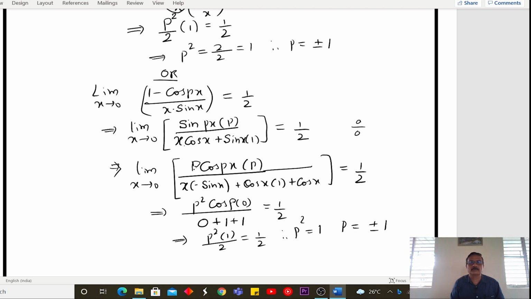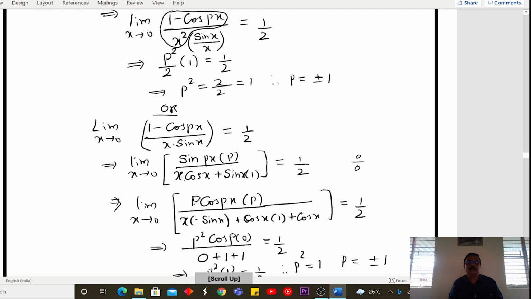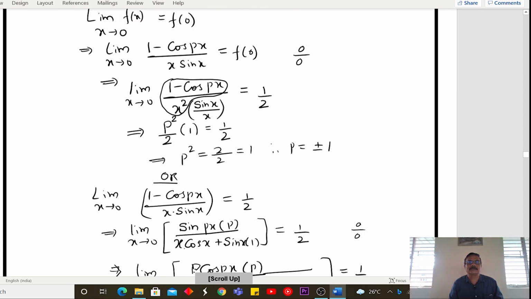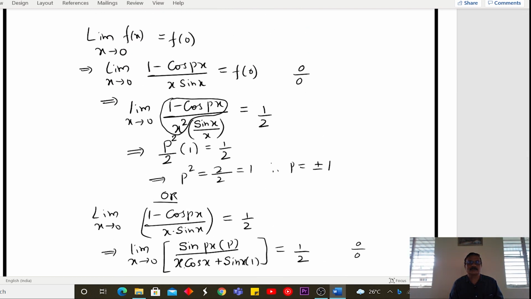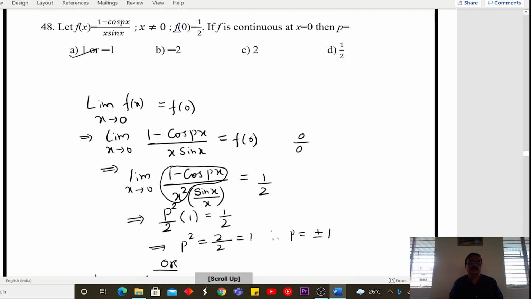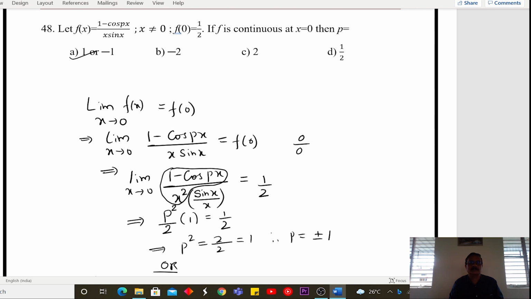Note, even if you solve by L'Hospital rule, you get the value, or using that formula. Which formula? Now here (1 minus cos px) divided by x square, as x tends to 0, its value is p square by 2. So which option is it? Option A is the right option. Okay.